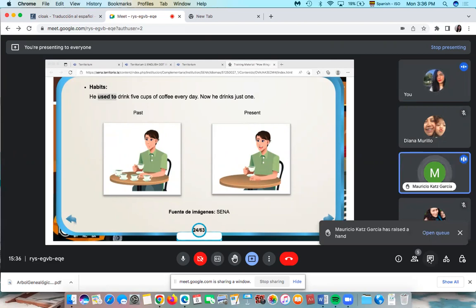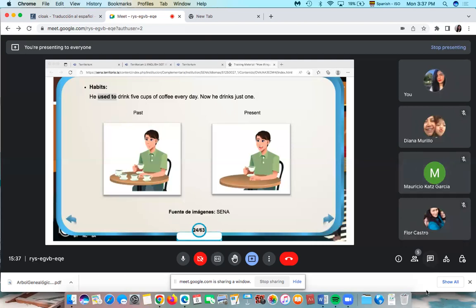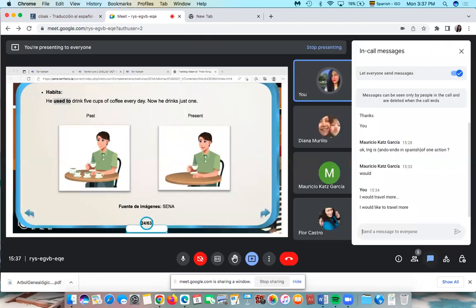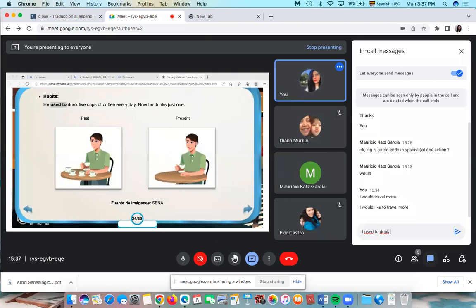I used to drink the gaseosa and now no. Mhm. You can say, I used to drink soda. Yes, I used to drink soda. Now I don't. Yeah. I don't. Mhm. Okay. Good. Perfect.